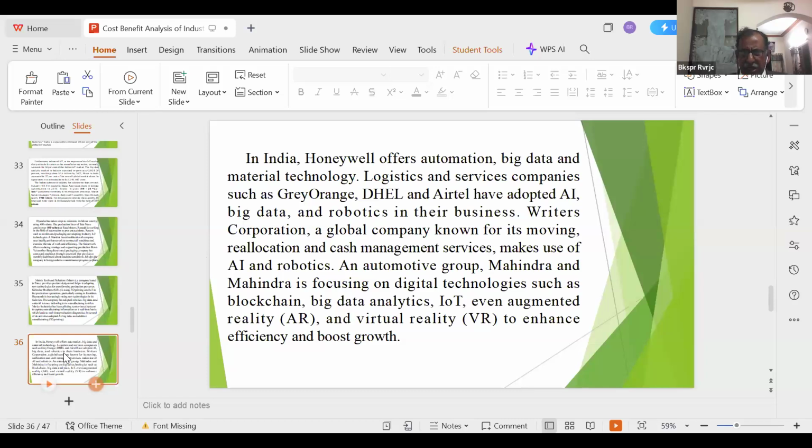Writers Corporation, a global company known for its moving, relocation, and cash management services, makes use of artificial intelligence and robotics. An automotive group, Mahindra and Mahindra, is focusing on digital technologies such as blockchain, big data analytics, industrial IoT, and even augmented reality, AR, and virtual reality to enhance efficiency and boost growth.